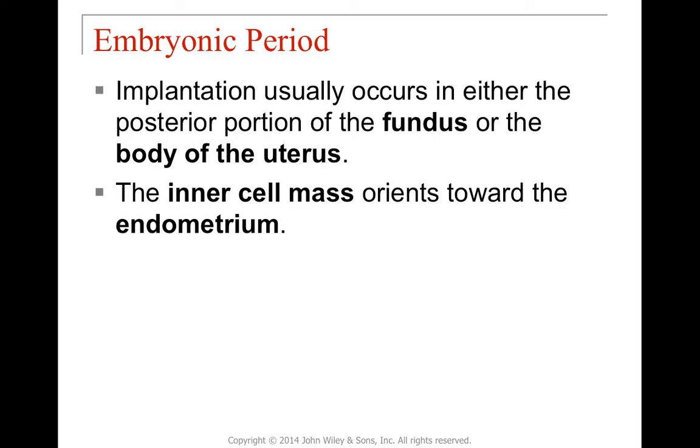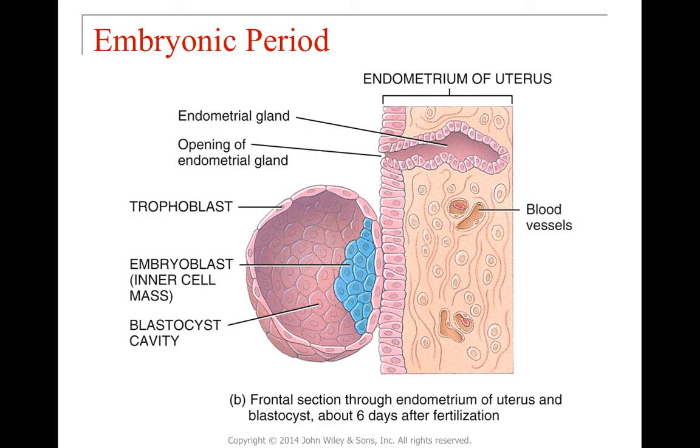And that inner cell mass is going to start orienting itself towards the endometrium. It's going to be burying inside the endometrium shortly. So again, here are our endometrial glands. These are going to be secreting that uterine milk. Here's the maternal blood supply and blood vessels, etc.